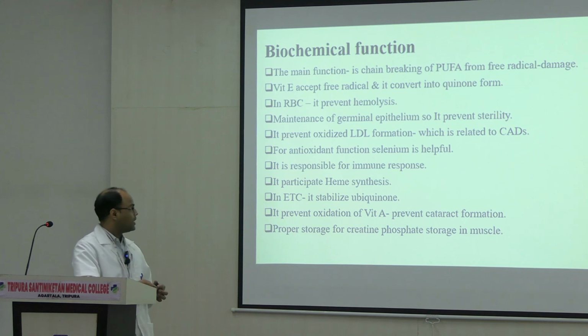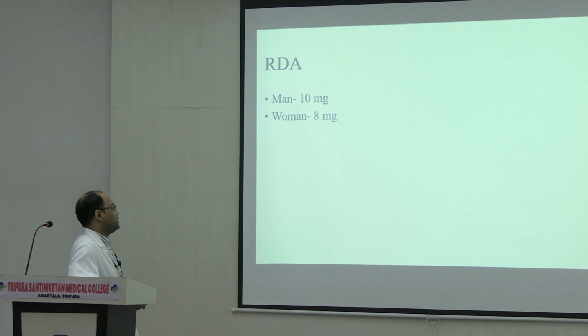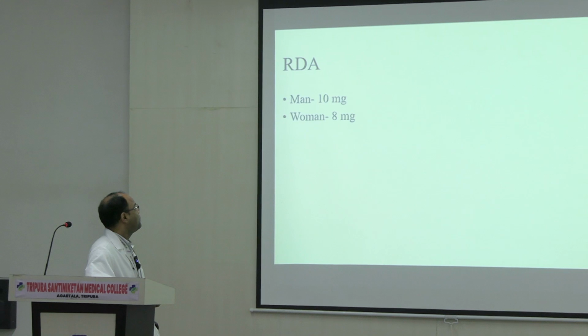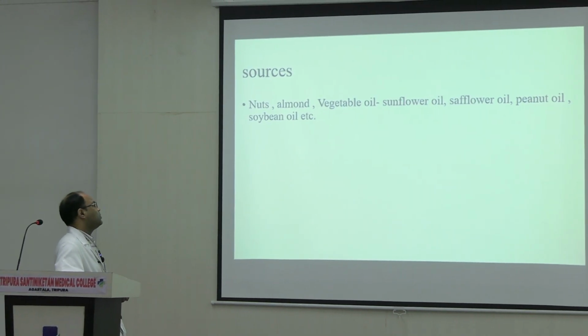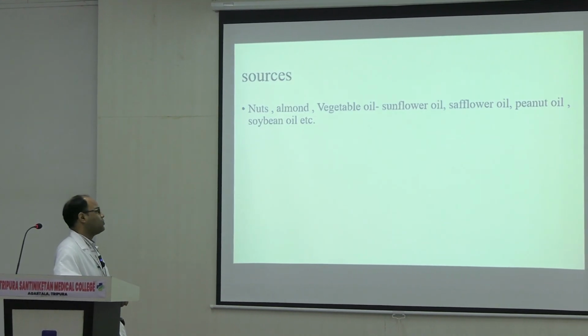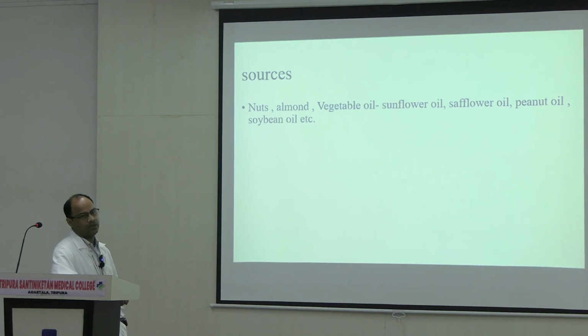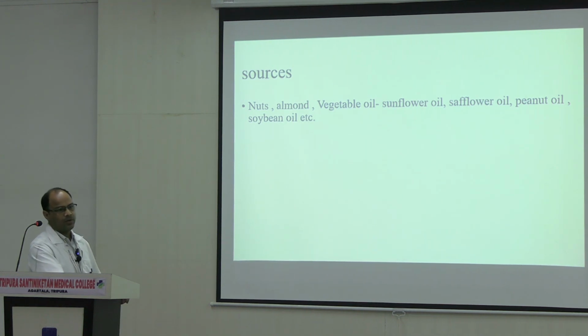Okay. Next, recommended dietary allowances: men 10 mg and women 8 mg. Just remember this, RDA. Okay. The sources: nuts, almond, all vegetable oils like sunflower oil, safflower oil, peanut oil, soybean oil. These are very good sources of vitamin E. So vitamin E deficiency is very rare if you take vegetable oil regularly with our food.